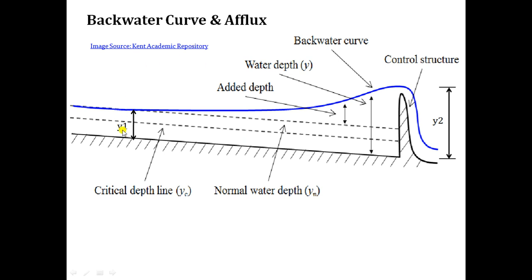So in this diagram, at this particular point the depth of water is rising, and at this particular point it has attained a maximum. So here we can see concavity upwards. So this typical water surface profile is called a backwater curve, and the difference in depth of flow, that is y2 minus y1, is called afflux.